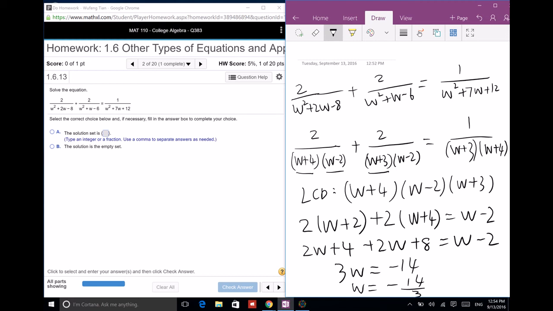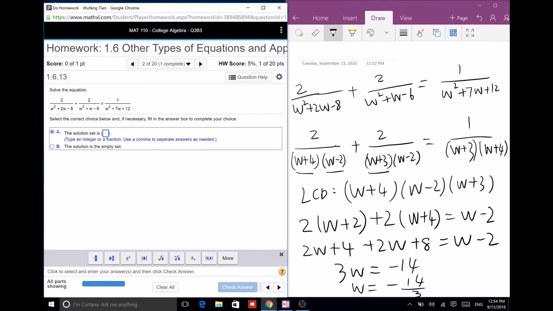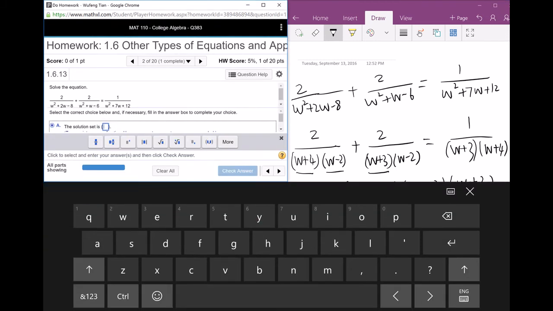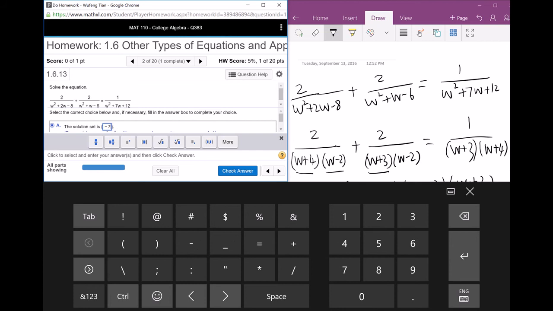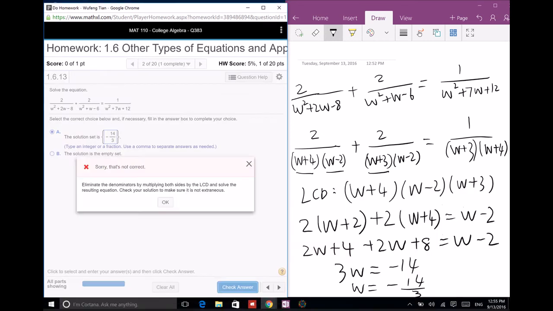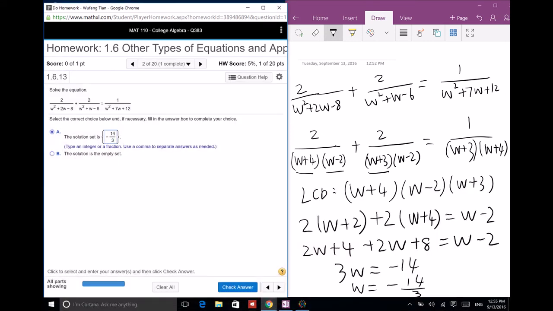Let's check it on. Hope we're right. Negative 14 over 3. Oh, why do I have that? Negative 14 over 3. Wait a moment, it is wrong. Let's check it again.